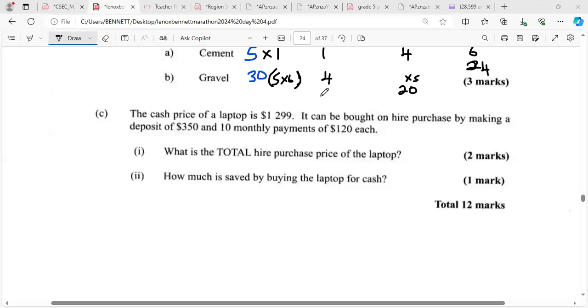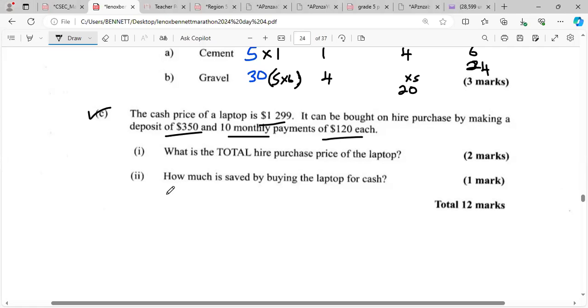Up here, we're just going to start at C. C was the one that was supposed to begin. So we did that part already. And it says the cash price of a laptop is $1,299. It can be bought on hire purchase by making a deposit of $350 and 10 monthly payments of $120 each. The first thing they want is: what is the total hire purchase price?